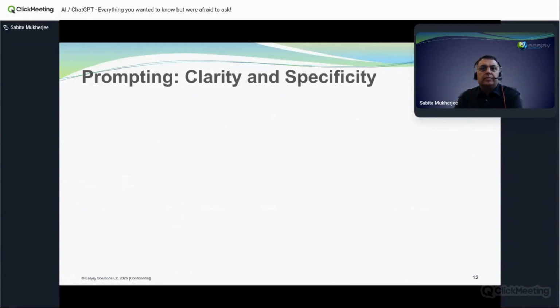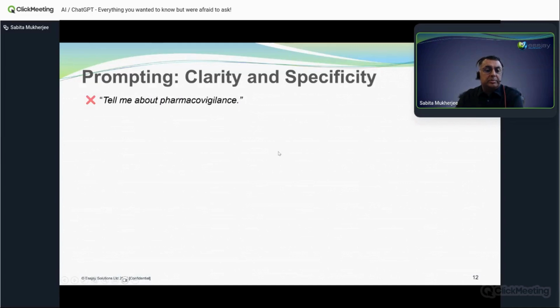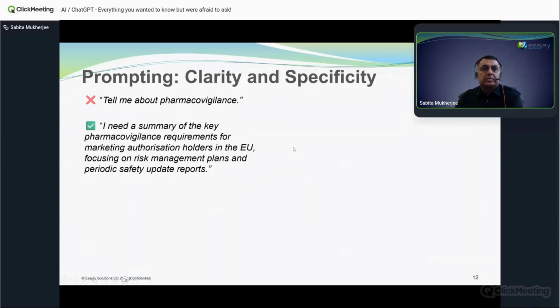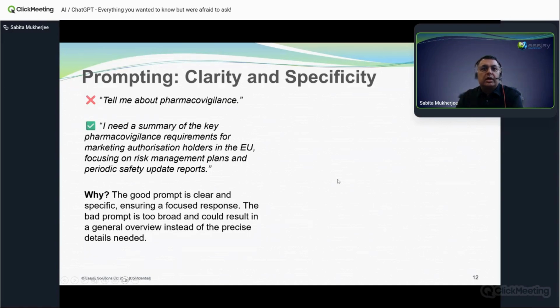So let's look at clarity and being specific. An example of a poor prompt would be, tell me about pharmacovigilance. An example of a much better prompt would be, I need a summary of the key PV requirements for marketing authorization holders in the EU, focusing on risk management plans and periodic safety update reports. Why is this prompt good? It's good because it's clear, specific, ensures a focused response. The bad prompt is too broad and could result in a general overview instead of precise details that are needed.